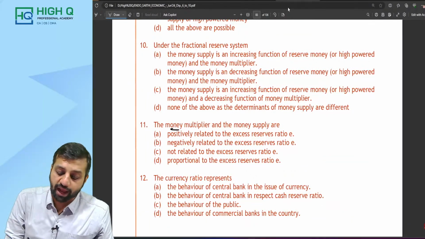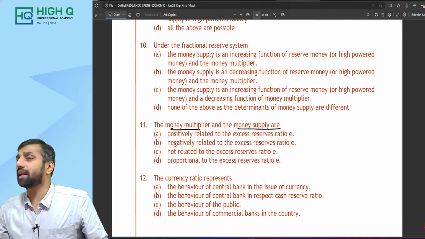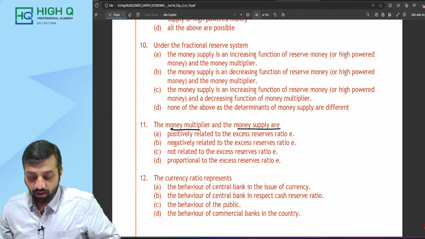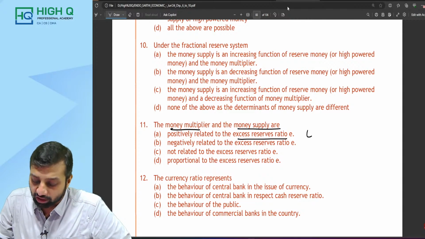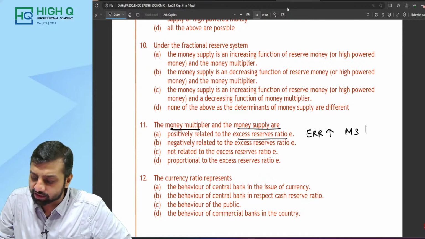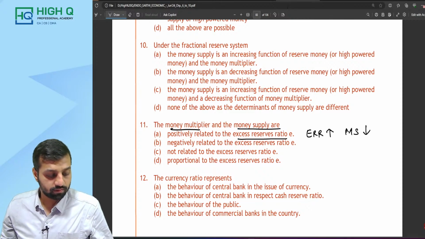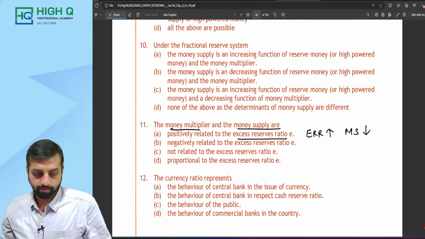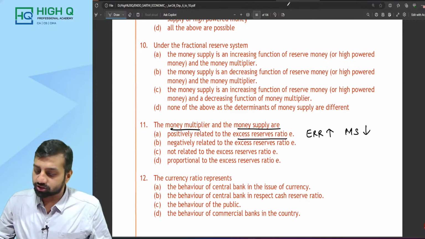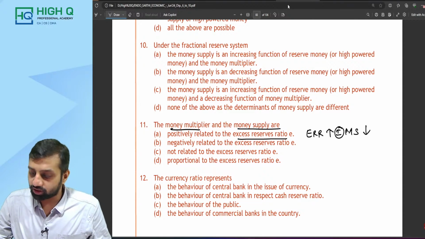The money multiplier and money supply are... what is the relationship? Positively related with excess reserve ratio. Is that true? If the excess reserve ratio is high, the money supply is low. So it is not true. There is an inverse relationship. So this is not correct.